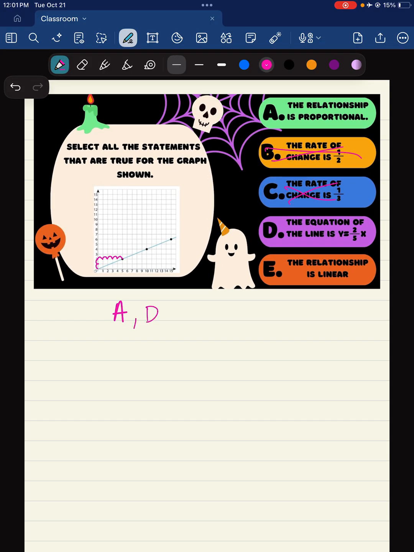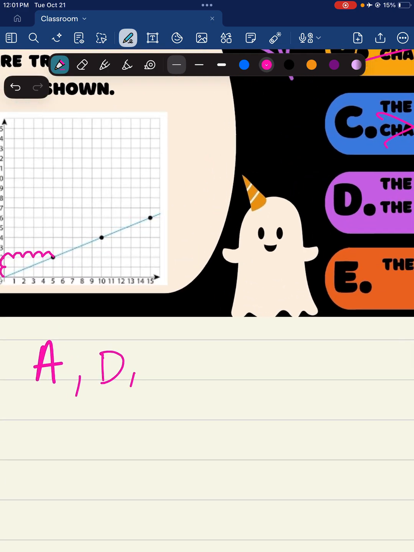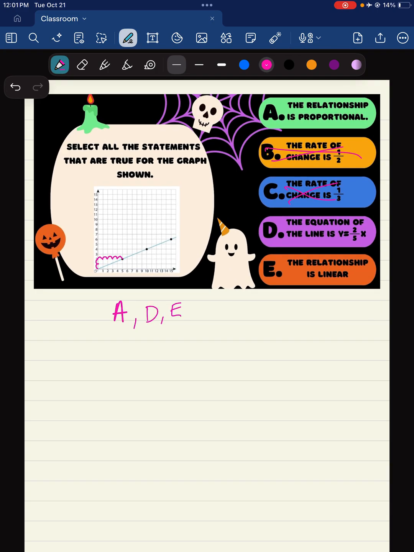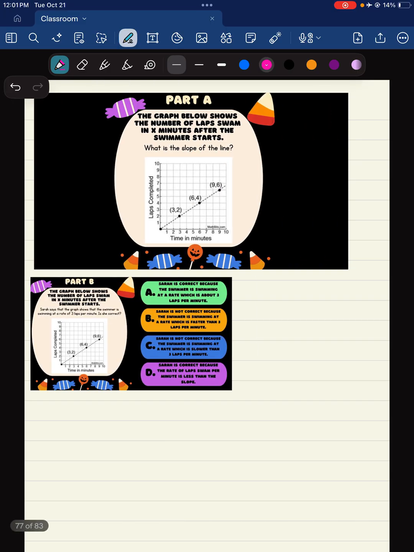So A, D, and the last one, the relationship is linear. Is this a straight line? Yes, it is. So E would also be correct. All right, looking at our next one.